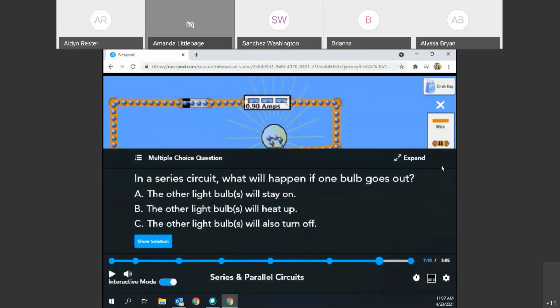So again, this question is about series. In a series circuit, the one at the top of the screen, what happens if one bulb goes out?